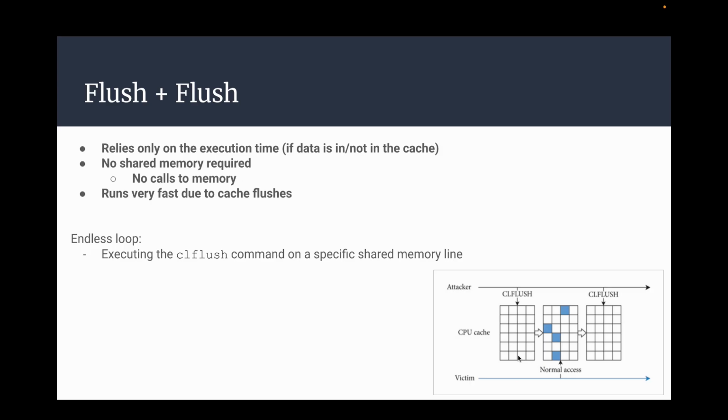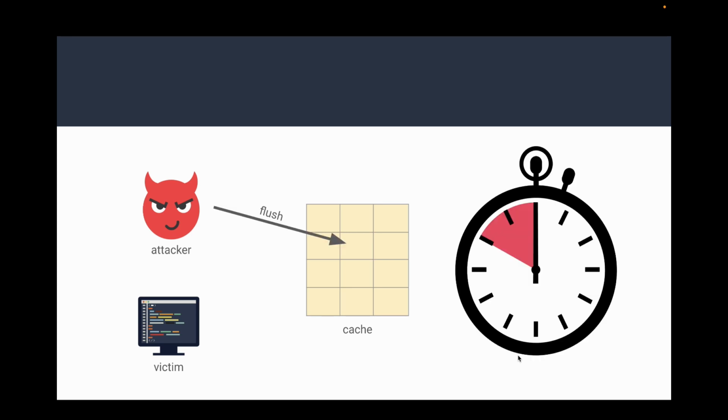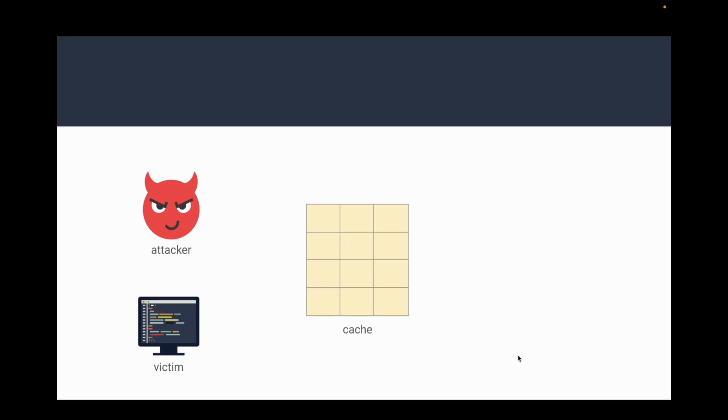So the main idea is that this CLFLUSH runs in an endless loop of flushing it and timing it. If we were focusing on a specific address here in our shared cache, the attacker flushes the address and then waits a certain number of cycles before performing another flush. CLFLUSH can be used here because it exits early if there's nothing in the cache location, making the timing results an indicator of the cache use.